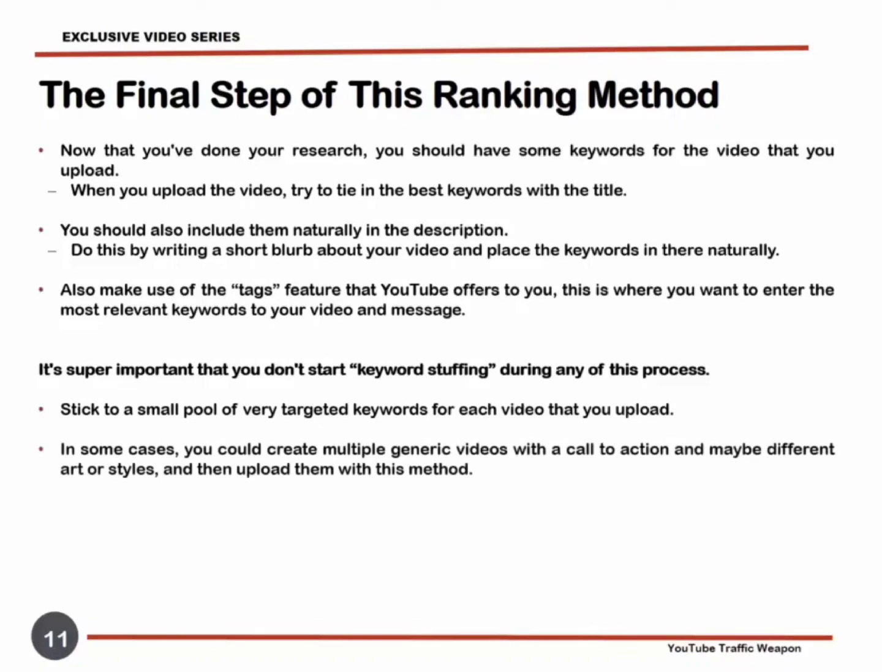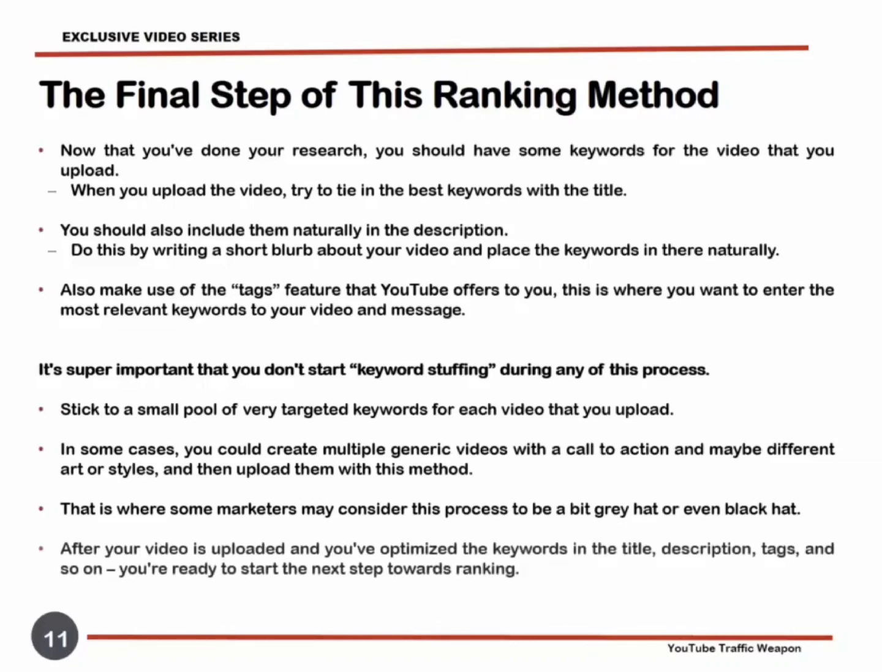In some cases, you could create multiple generic videos with a call to action and maybe different art or styles and then upload them with this method. This is where some marketers may consider this process to be a bit gray hat or even black hat. After your video is uploaded and you've optimized the keywords in the title, description, tags, and so on, you're ready to start the next step towards ranking.